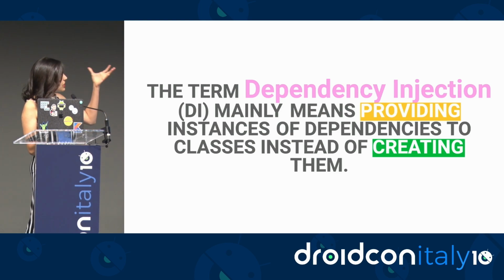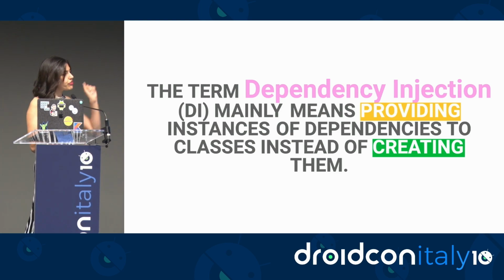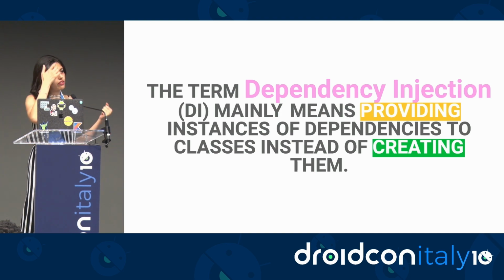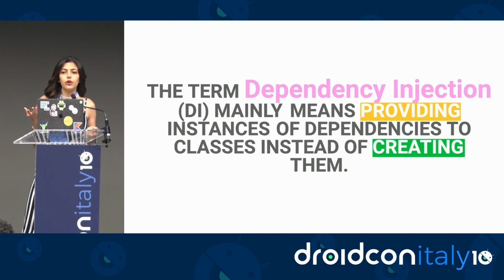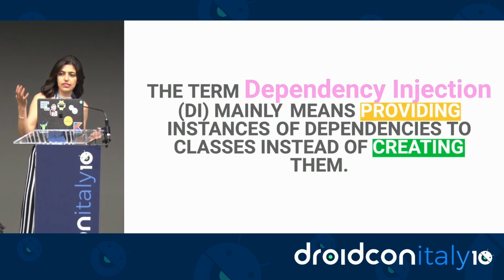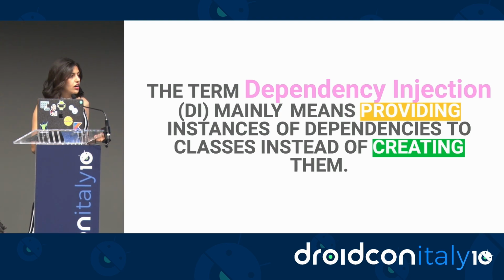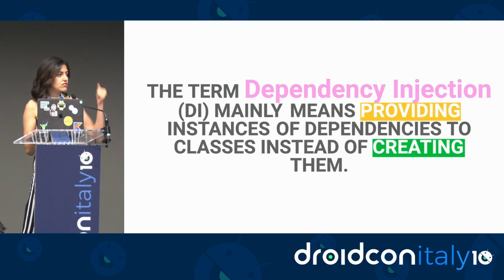Now, dependency injection means to provide instances of the dependencies that you need. So back to the example that we had, the view model thing. If the view model is the dependency because I need to use some methods of it, then I want an instance of the view model in the fragment, for example. So this is what dependency injection is all about, providing those instances instead of creating them myself.